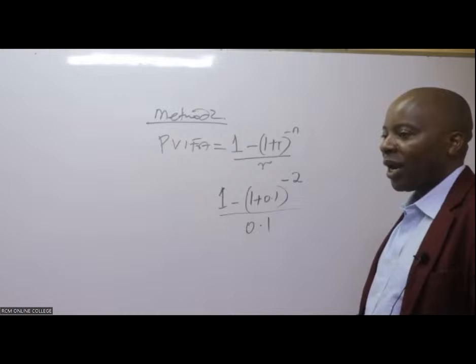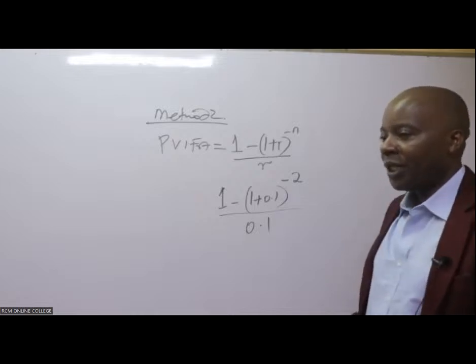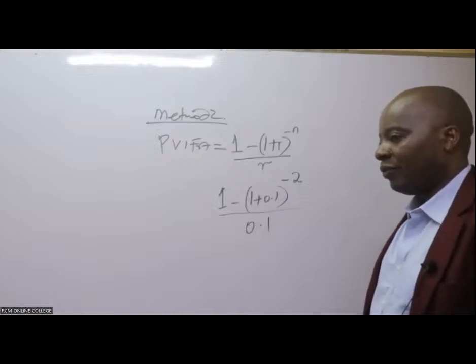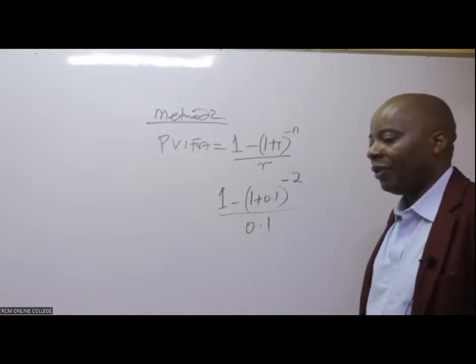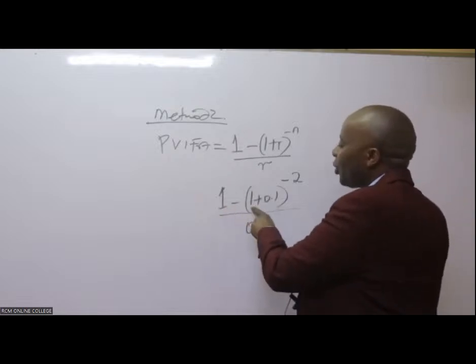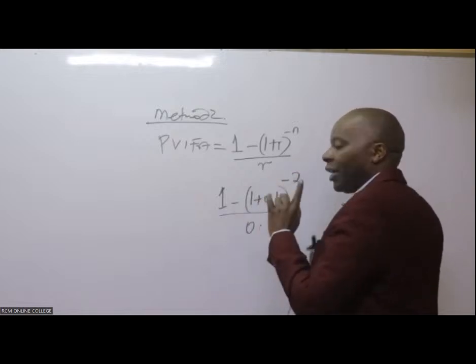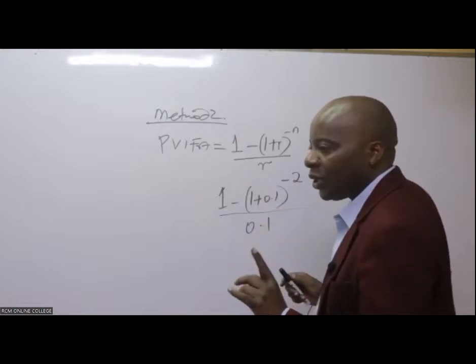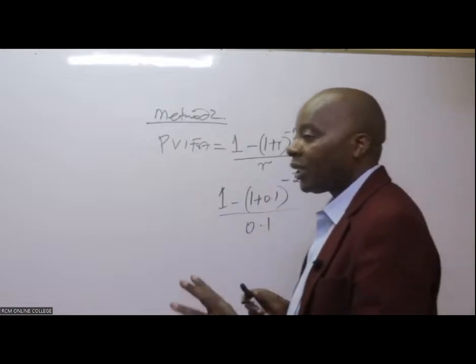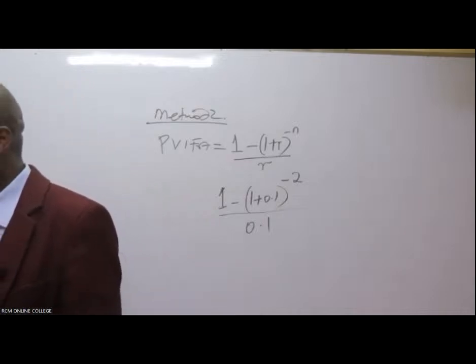So, ladies and gentlemen, are you able to give me this PVFA? From your calculator, you say 1 minus, open bracket, 1 plus 0.1, close, raised to minus 2, equals. Whatever you get, you divide by 0.1. Everybody must give me answers.